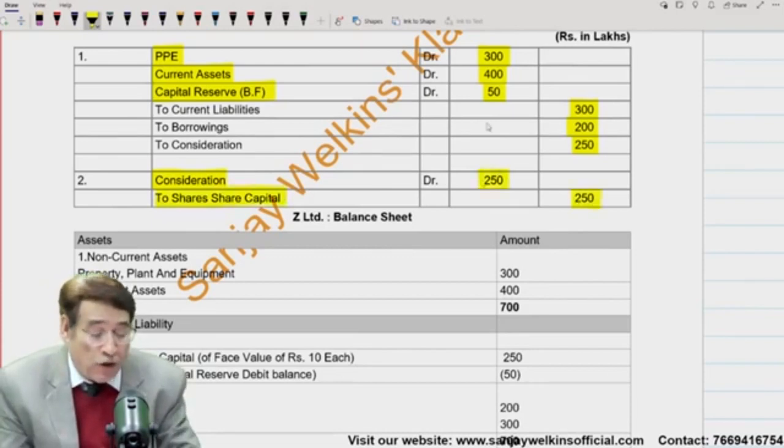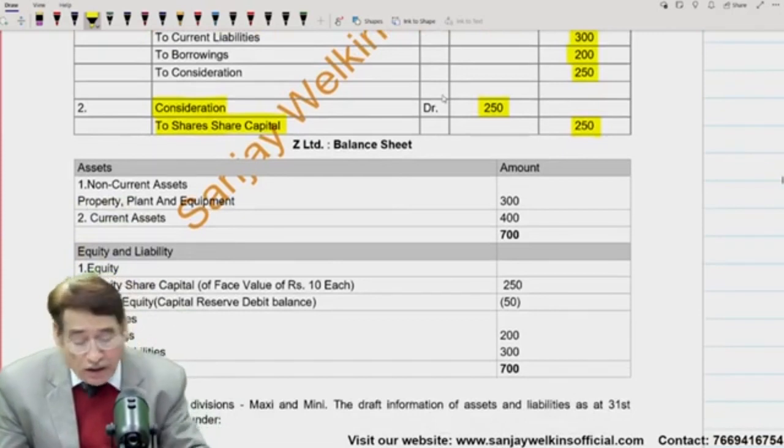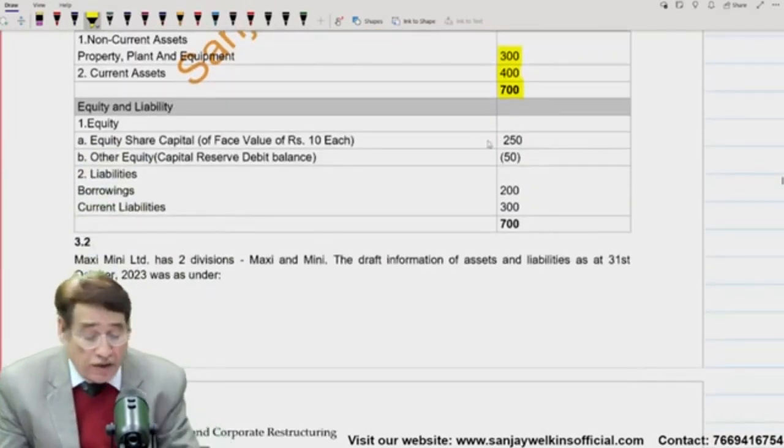Now, accordingly, on the basis of these two entries, we will have to prepare the balance sheet. In these two entries, we have written property, plant and equipment 300. In the entry, we have written also current asset total is 700. And in the entry, we are issuing 250 worth of share capital. So share capital will be 250.